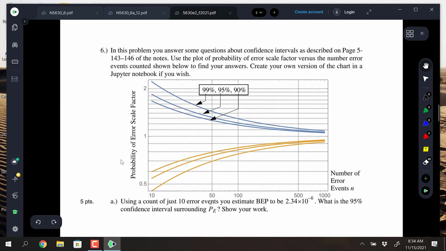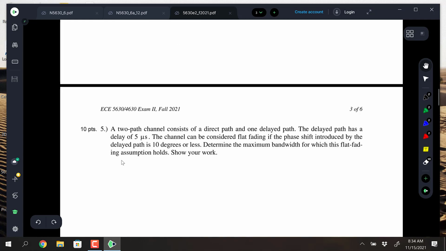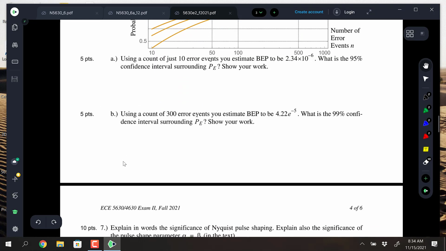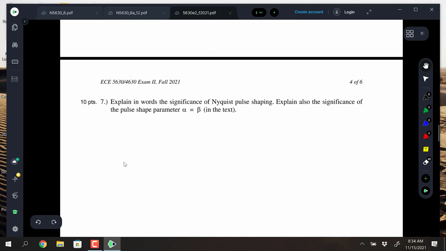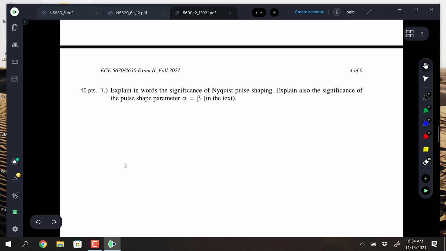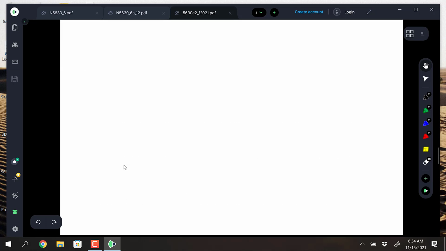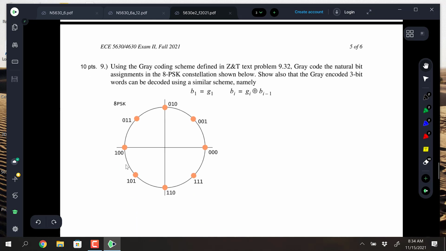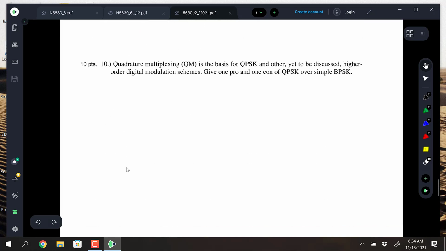This one is on fading. This one is just on confidence levels. Yeah, I don't know. Those two are pretty easy, but I think they're good. This one is a new one. This is based on gray coding, and it just looks at the mathematics of gray coding. This one is pretty generic.